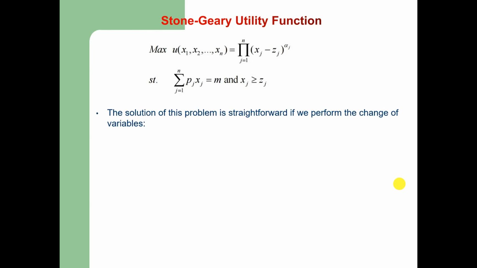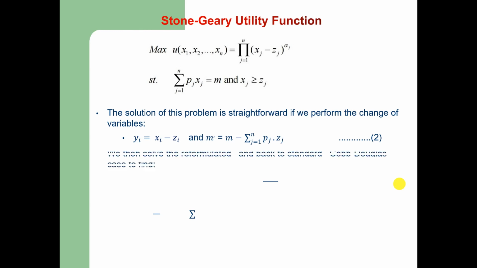The solution of this problem is straightforward. If we perform some change of the variable, let us define that the difference between xi and zi is equal to yi, and m prime is equal to m minus summation j varies from 1 to n pj times zj. This is equation number 2.